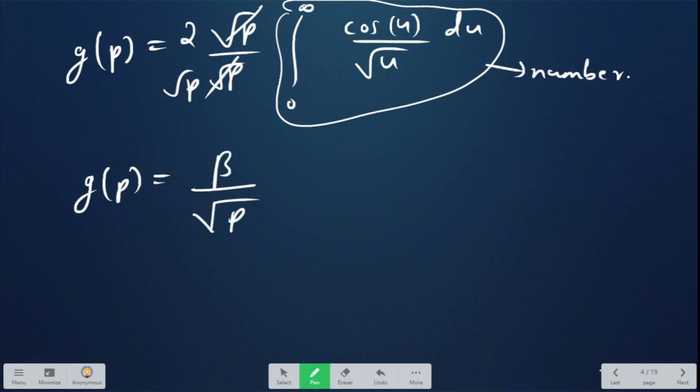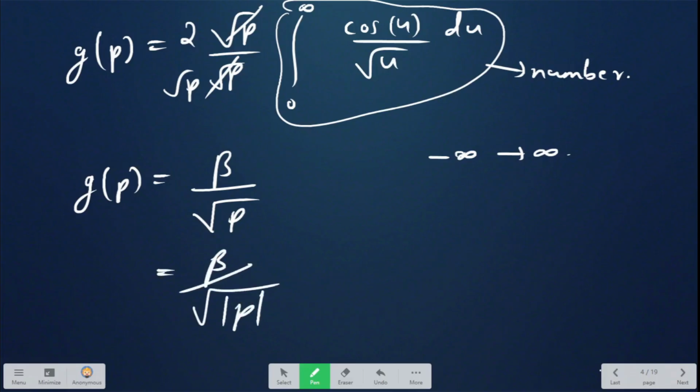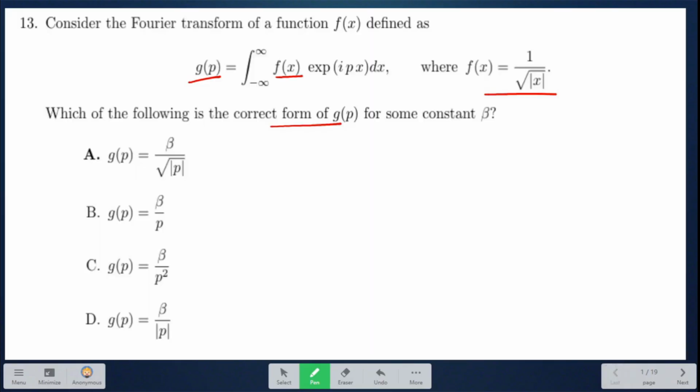Now the domain of Fourier transform runs from minus infinity to plus infinity. Therefore we have to include negative p as well. And if negative comes inside the root, then it is a problem. So we will put beta divided by root of modulus of p to include negative values of p as well. Therefore the correct option here is option A.